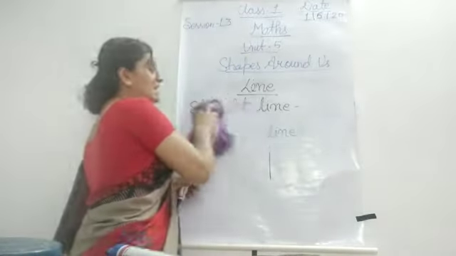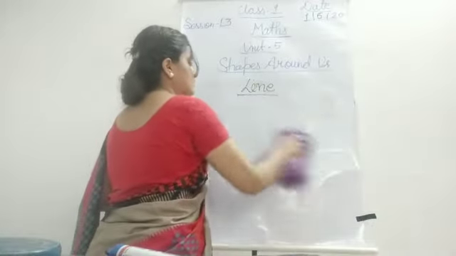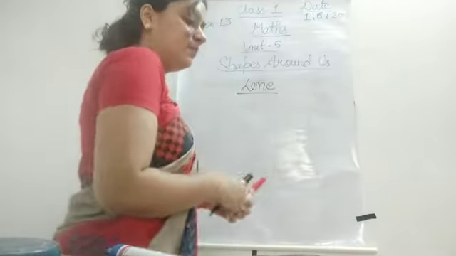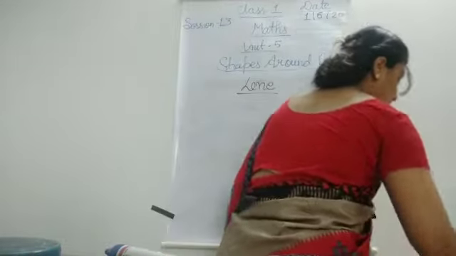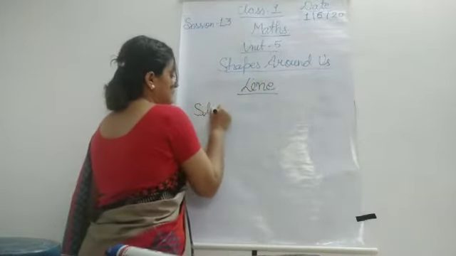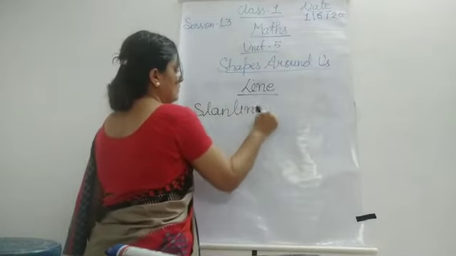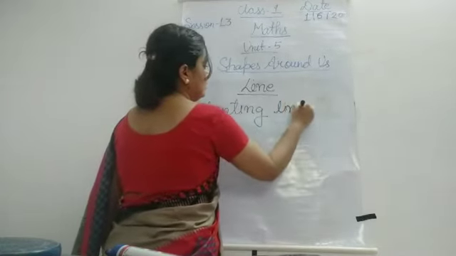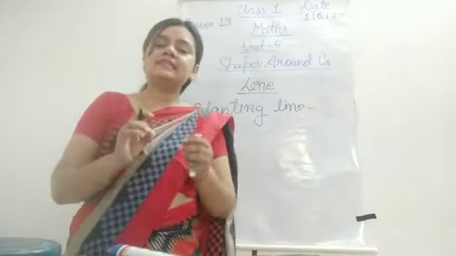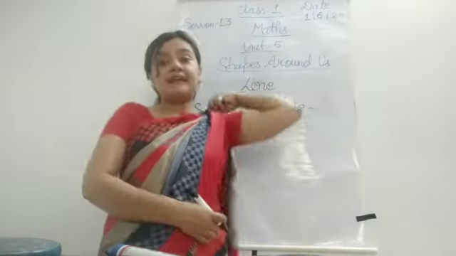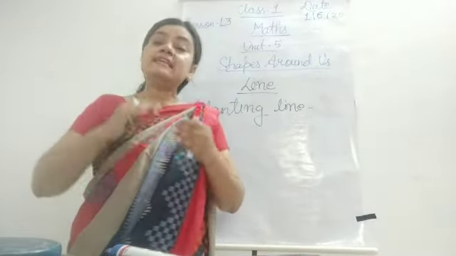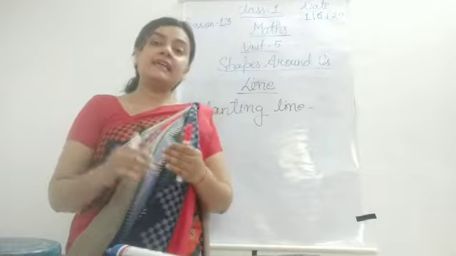Now we will talk about the lazy line. Not lazy line exactly, it means a little bit lazy and a little bit active. So what is our third type of line? Our third type of line is slanting line. This line is between standing line and sleeping line.